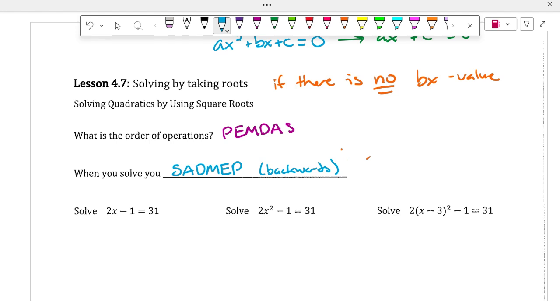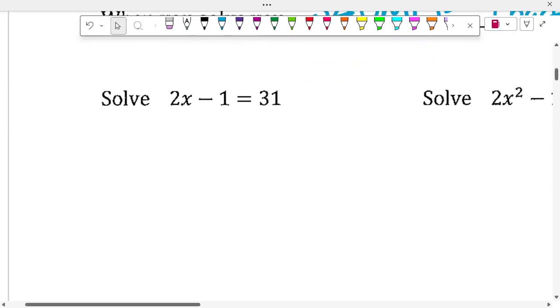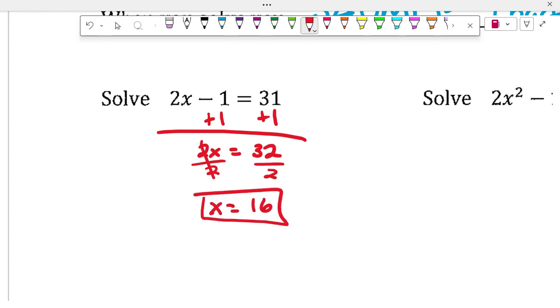All right. So let's look at these three problems. Very similar. This first one's just linear, so just review for a two-step. What do I do first? Add the 1. I get 2x is equal to 32. Then I do what? Divide by 2. X is equal to 16. So that one wasn't even quadratic. It was just kind of a warm-up to get you thinking inverse operations.